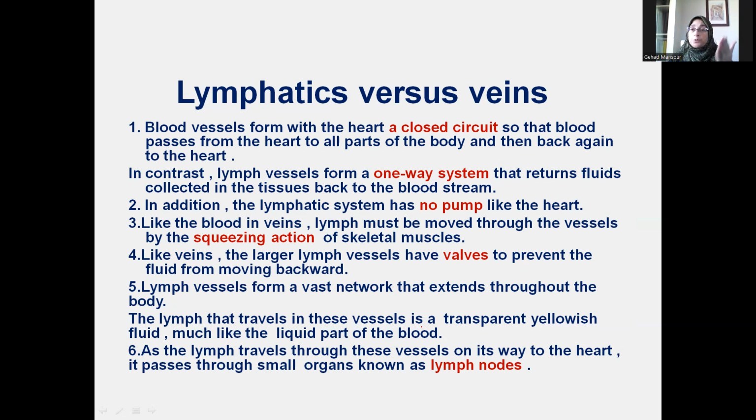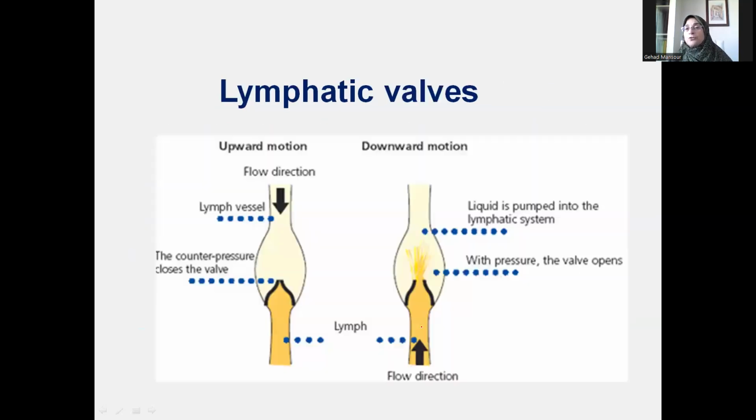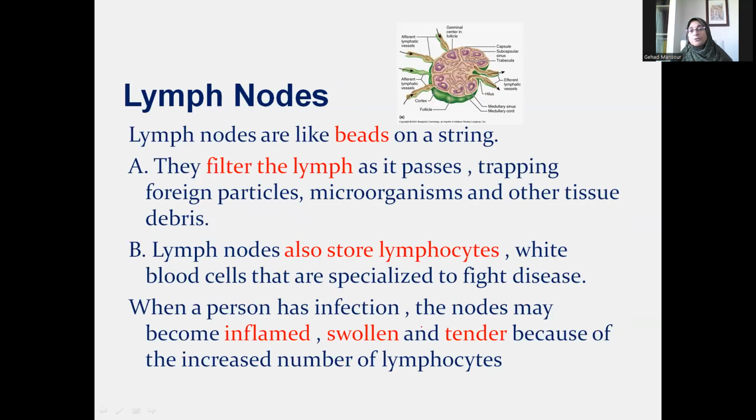But similarly, the lymphatics and the veins are squeezed by the muscles, and this helps lymphatic return and venous return. Valves are common between the lymphatics and the veins. And of course, you should know one important difference, that there are lymph nodes along the lymphatics, and that the lymphatics contain lymph, which has a high content of lymphocytes. So the main difference between them is an open system and a closed system.